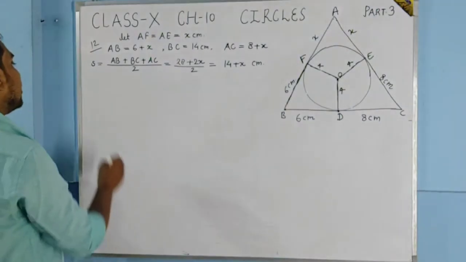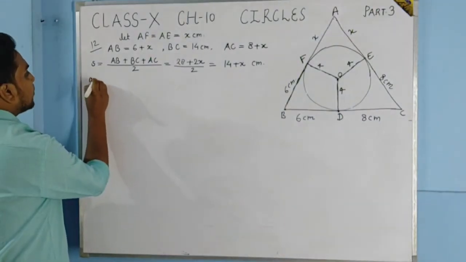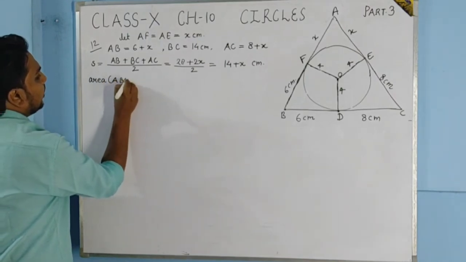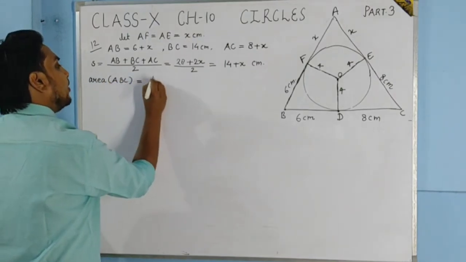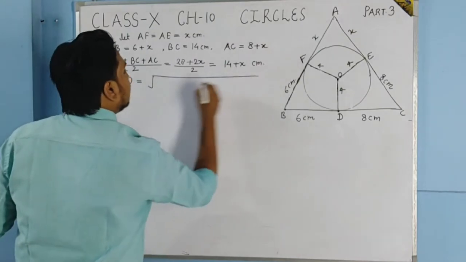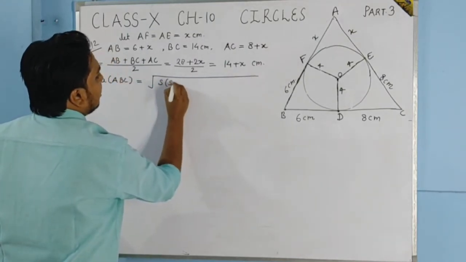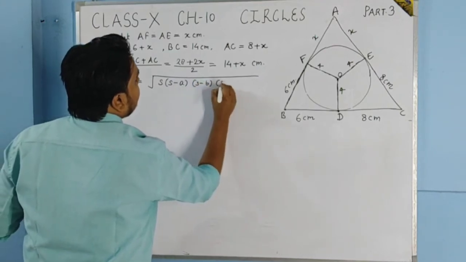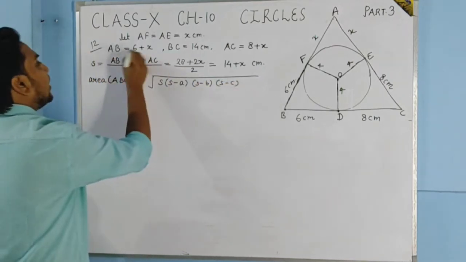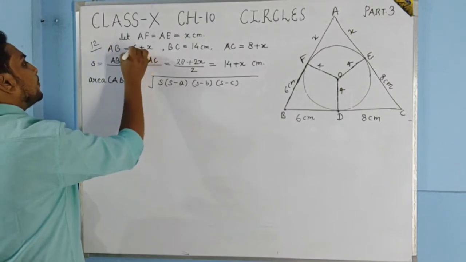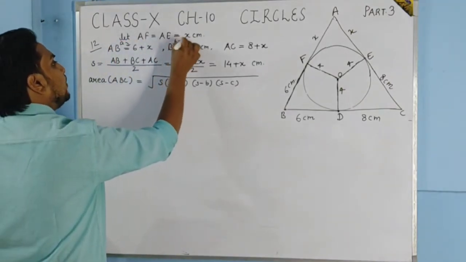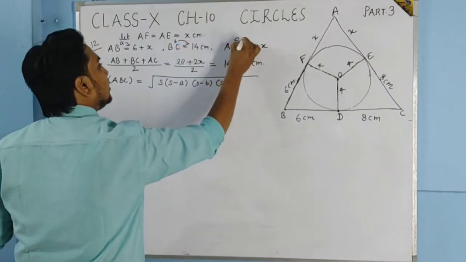Now I am going to apply Heron's formula. The area of triangle ABC, how will we find it? We will find it by using Heron's formula, that is square root of S(S minus A)(S minus B)(S minus C). Let us suppose that this side is A, this is B, and this is C.